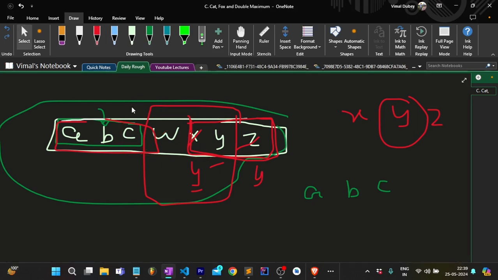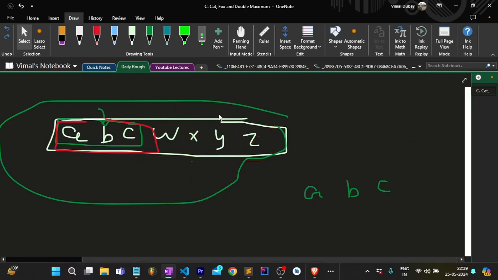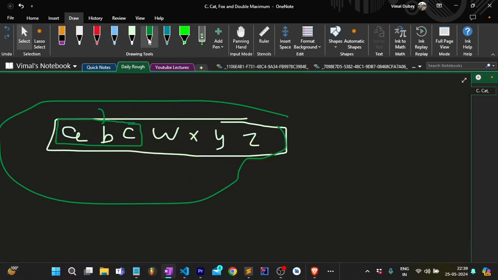So I hope you are getting the point here. Now how to find the answer? Very simple. What you have to do is just take all the elements in triplets.